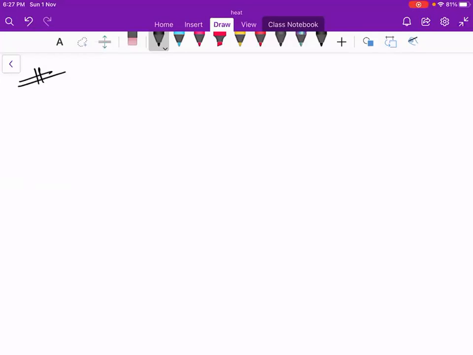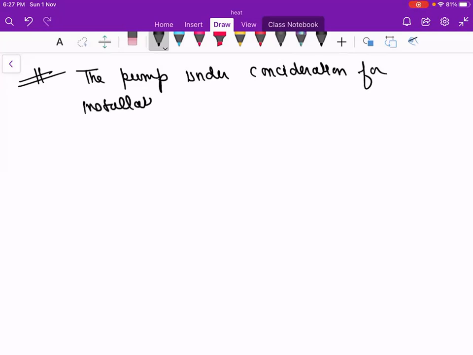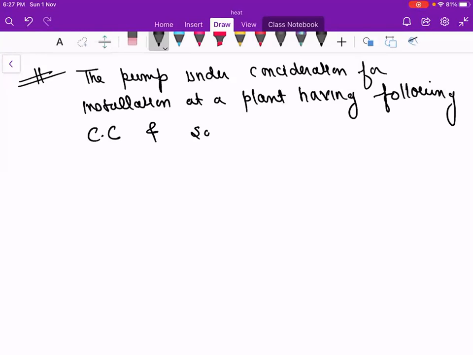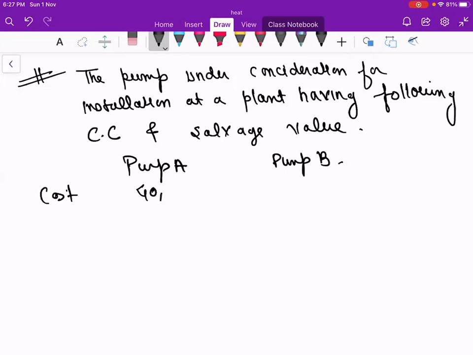Okay, next question. The pump under consideration for installation at a plant has the following capitalized cost and salvage value. Pump A and pump B: cost, here it is 40,000, here it is 50,000. Salvage value 3,900, and this is 20,000.